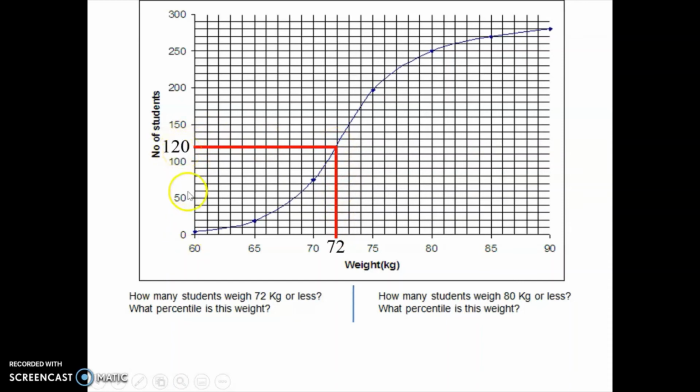So now I'm asking, what percentile is this, right? 120 students out of the whole group. So I'm going to do that division now. 120 out of 280 gives me a decimal of 0.43. That means 120 is 43% of the way through the data. Okay, so I am at the 43rd percentile. 43% of data is below me and 57% is above. That is how you find the percentile. Try the same thing here. How many students weigh 80 kilograms or less? What percentile is this? Okay, so I hope you got that one to work out as well.